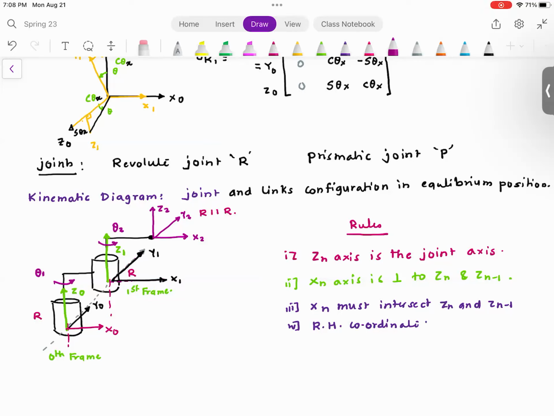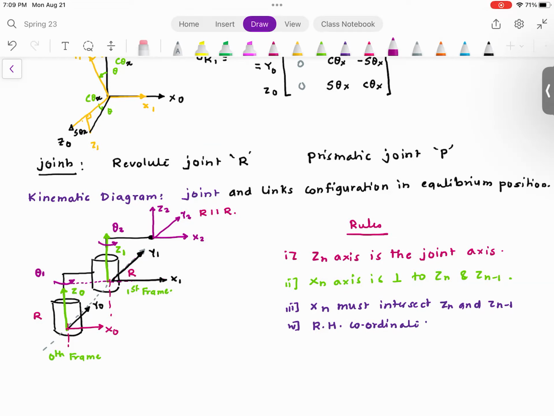X1 could intersect X1. It's not offset, so basically, Z0 is going up. Draw X1, it will intersect. They're in the same plane. So the offset is visible from the top view, right, sir? Okay, hold on a second.